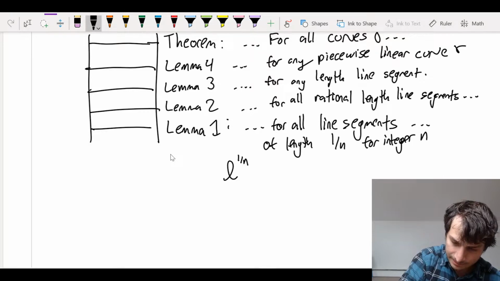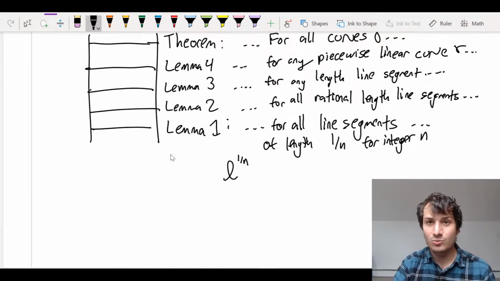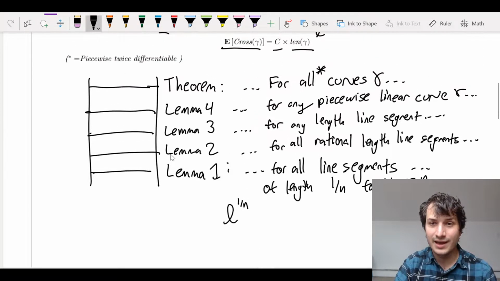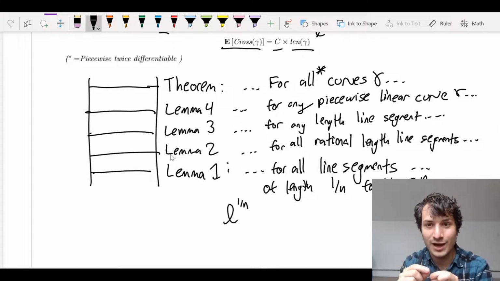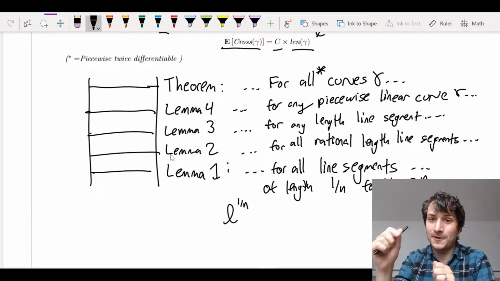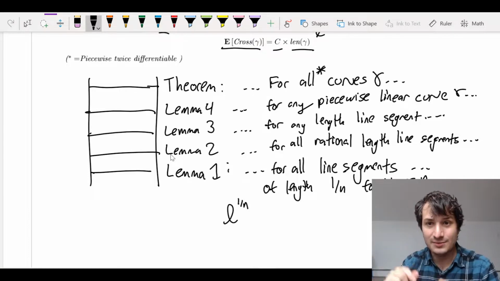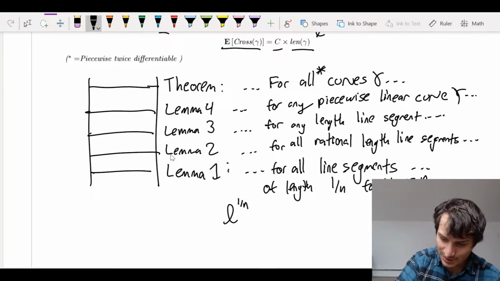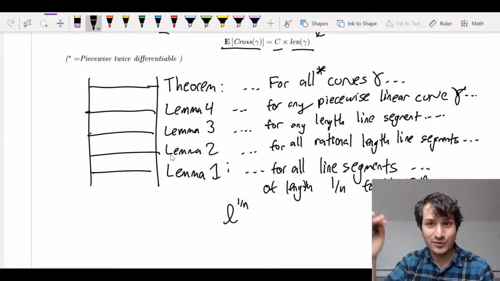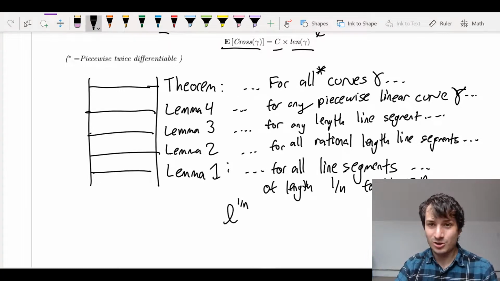So again, we want to prove something is true for all curves, and we sort of go little by little. So first we prove it true for curves that are a straight line of length 1 over n. Then we prove it's true for curves which are rational line segments, a straight line of length m over n for some m and n. Then we prove it's true for any straight line, even if it's an irrational number. Then we prove it's true for any piecewise linear curve gamma. And then the final thing we want, the theorem, is for all curves.